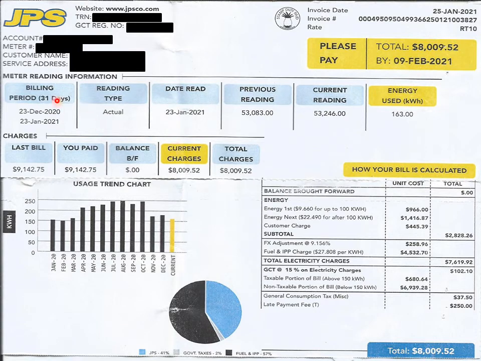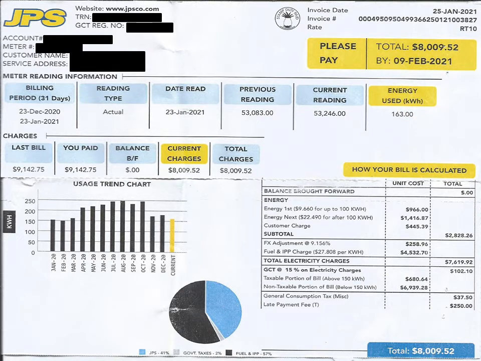Now, there are some different things on the bill. We have the billing period, which shows you the period for which you're being billed. The reading type: if it's an estimate, it will say estimate. If they actually came to your house and read your meter, this will say that, and it shows the date that it was read. It also shows the previous meter reading and the current meter reading, and that's what we use to calculate the total energy that was used.